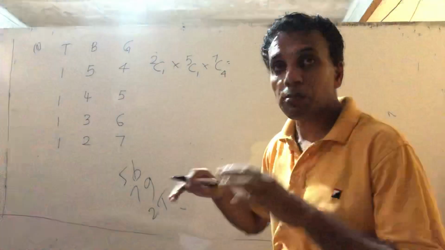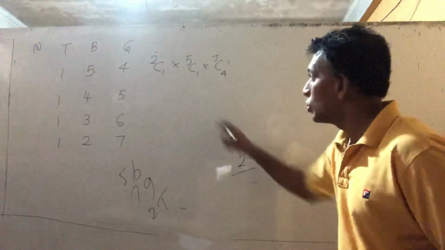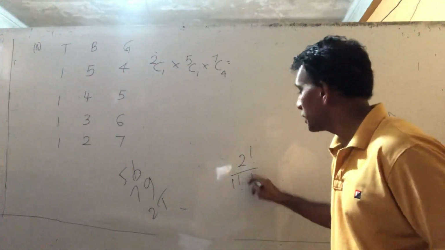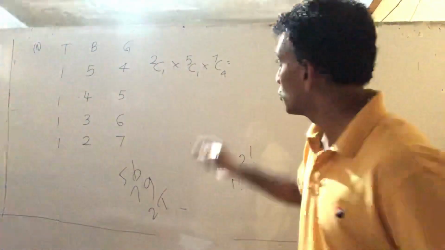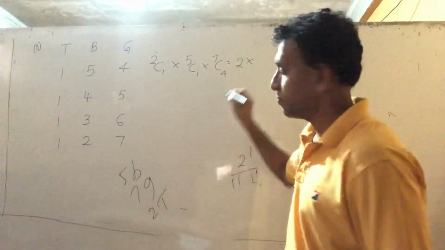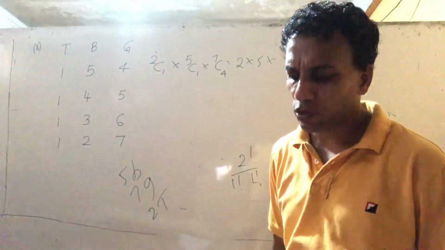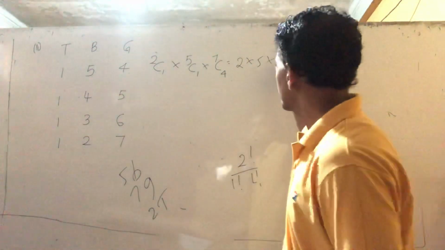So you can simplify this well. 2C1 is 2: factorial 2 over factorial 2 minus 1, which is 1, into 1, so 2C1 is 2, times 5C5, which is 1. Also find the 7C4 value, it becomes 35.